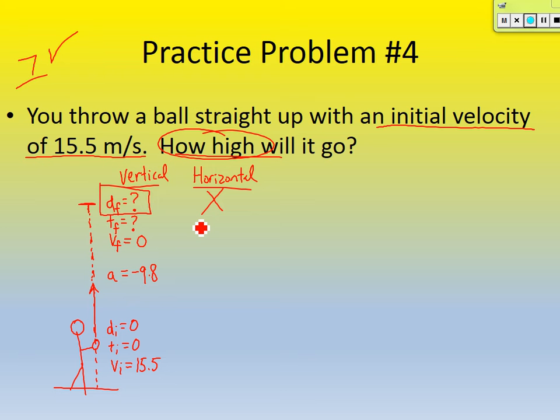Equation number 2 we can eliminate pretty quickly. How come? We're solving for displacement final. If you look at equation number 2, it doesn't have displacement in it. So cross that one off our list for this problem. We're not going to use it. Let's go to equation number 3. It does have displacement, so that's good. But let's see if we have all the other variables.